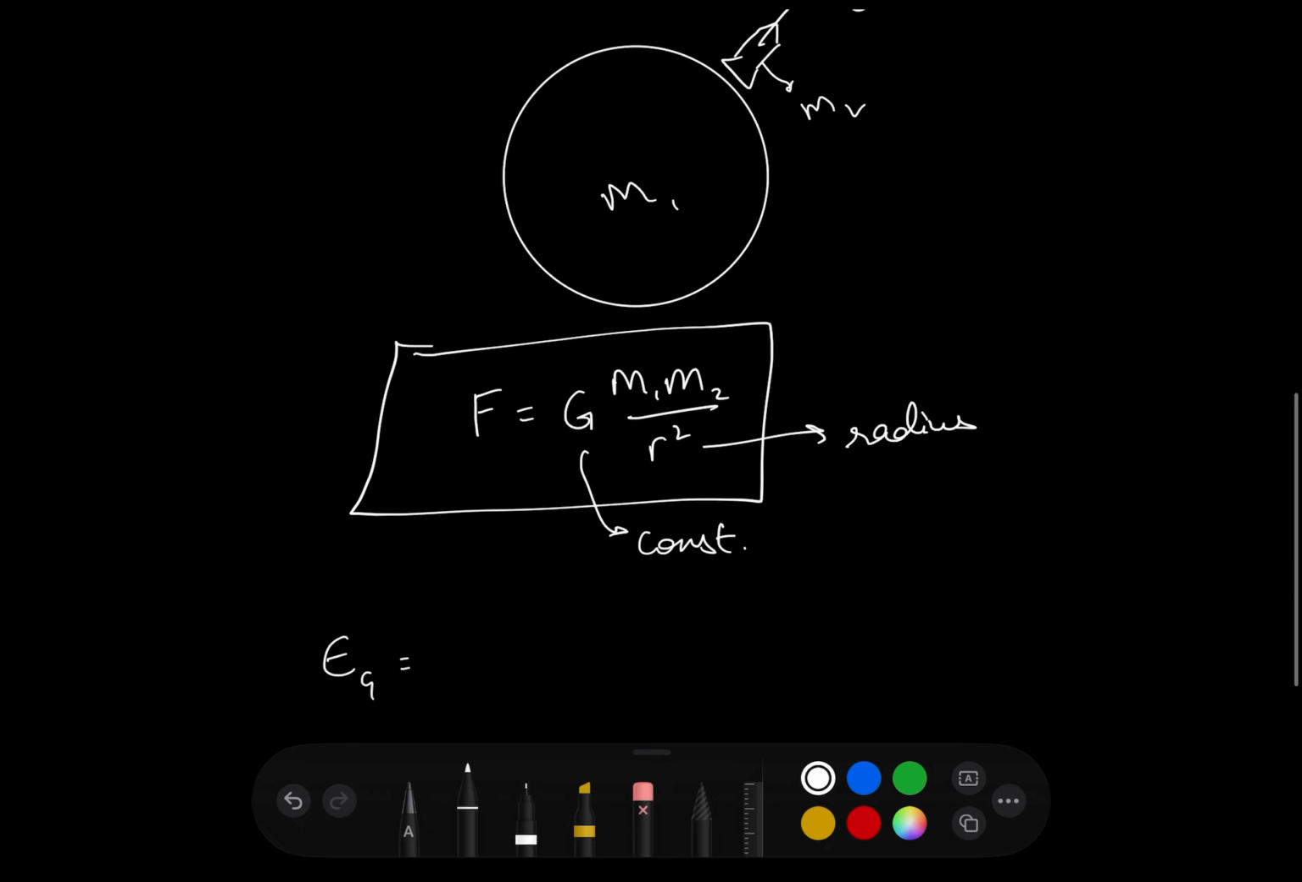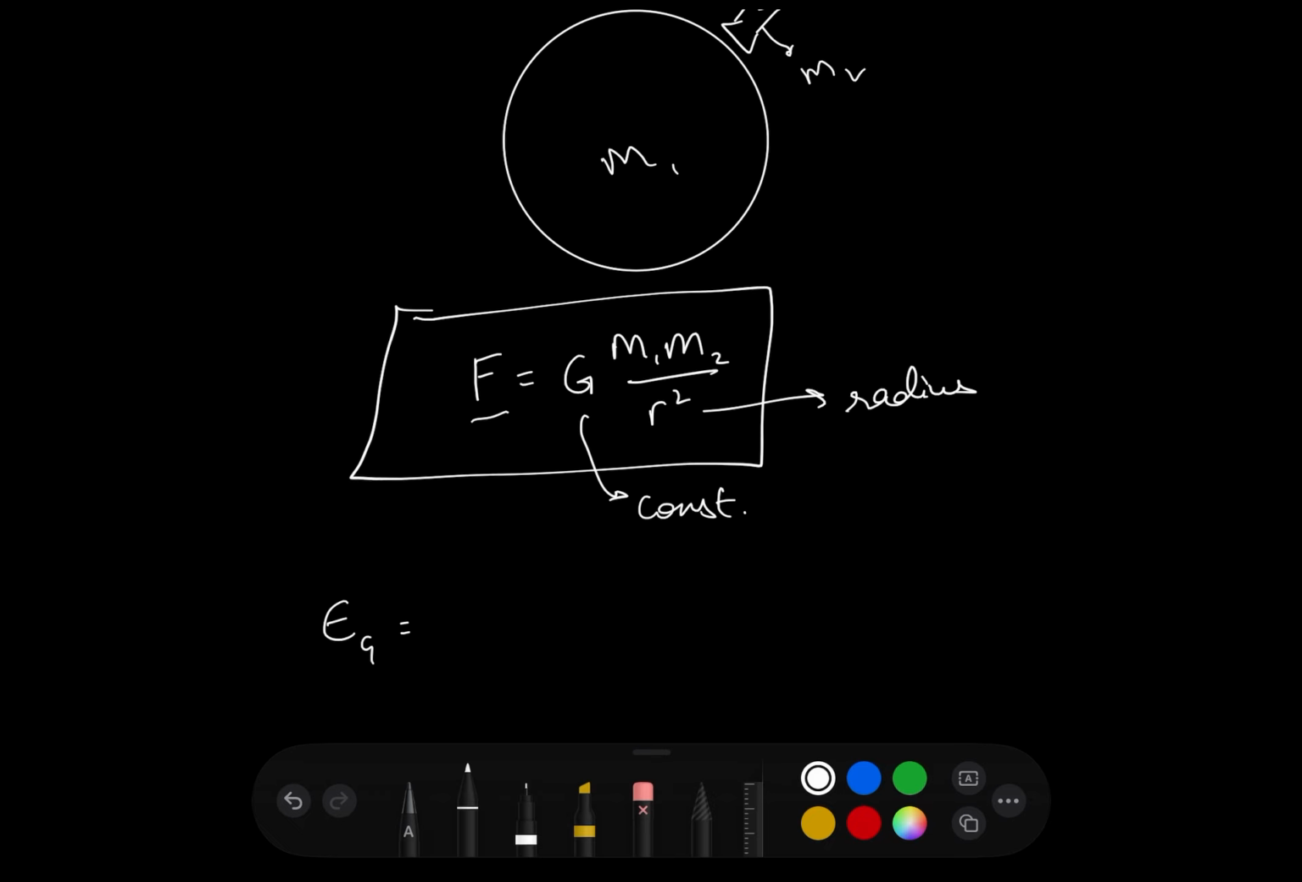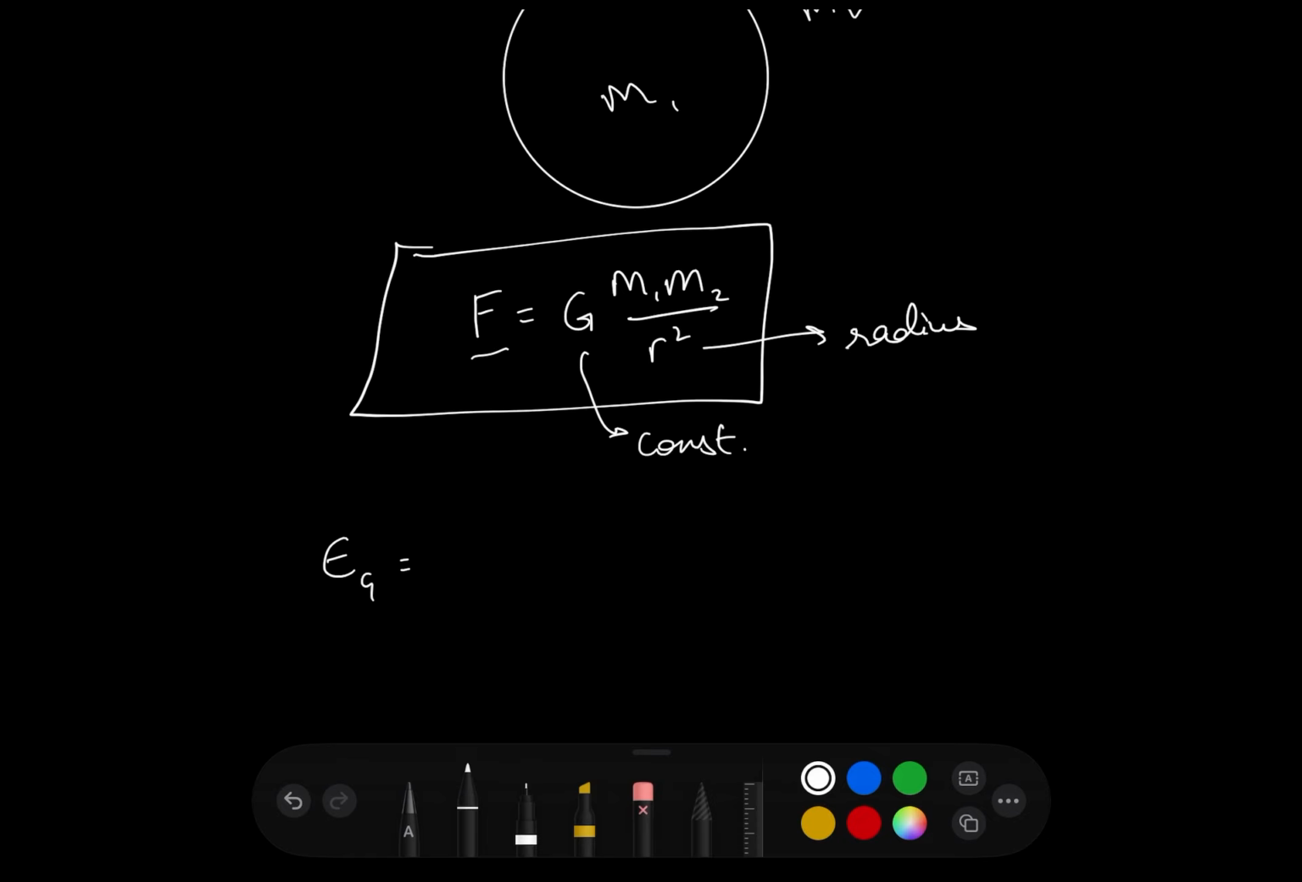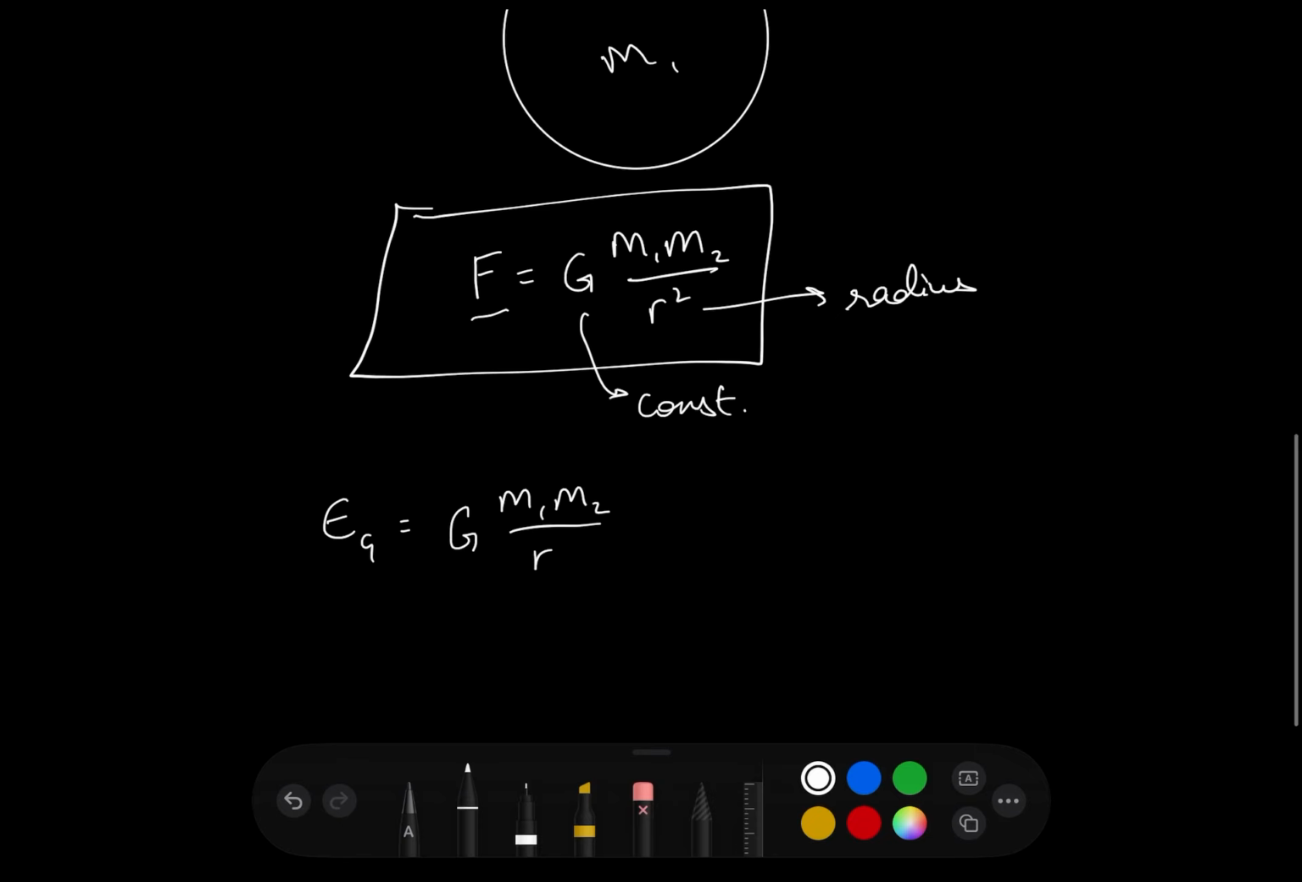So we can then find the gravitational energy of the Earth, because the energy expended in the force of gravity pulling the rocket down is just going to be the force times the distance, which in this case is just r. So G m1 m2 by r squared times r would just be G m1 m2 by r.